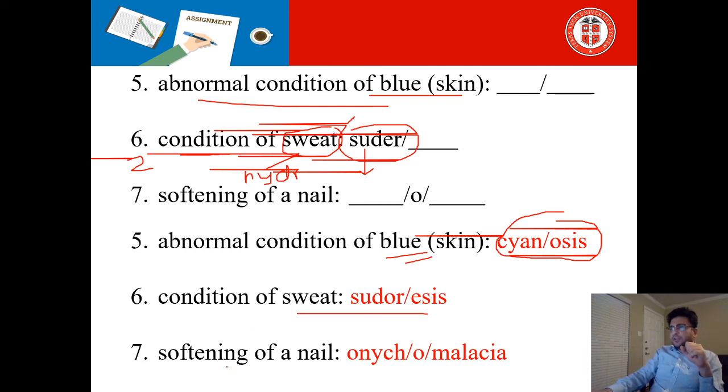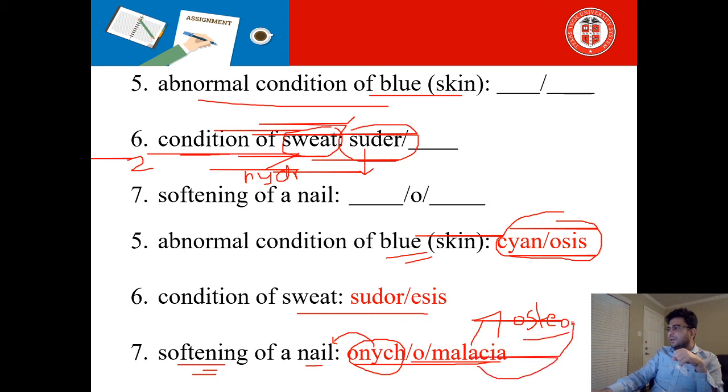Then this is an interesting term which means softening of nails, onychomalacia. So onycho basically means nail, and malacia is softening. So you have softening of bones, which is more common, and that's osteo, which is bone, and malacia, which is again softening. So you can have softening of bone as osteomalacia, and softening of nail, which is onychomalacia.